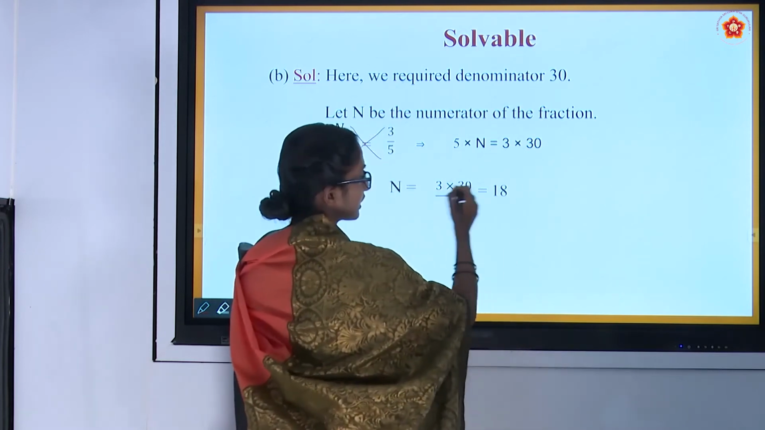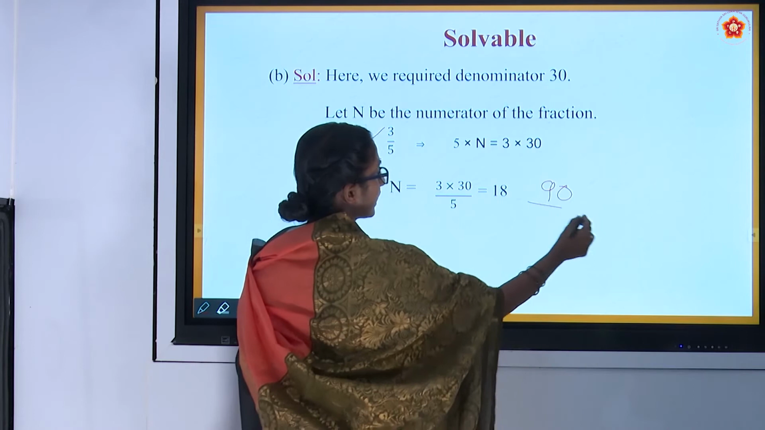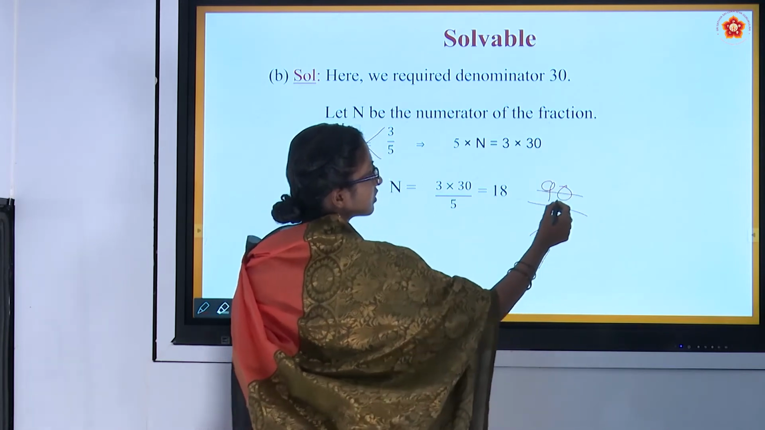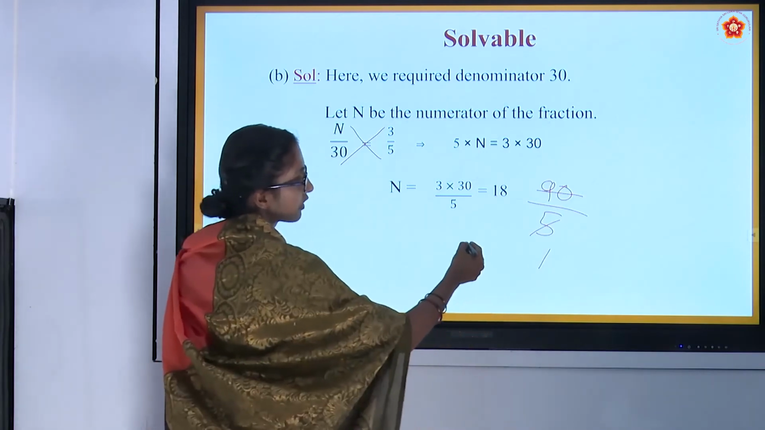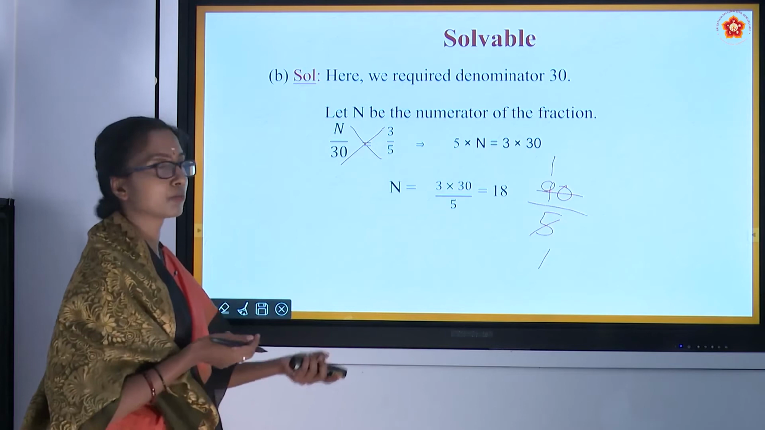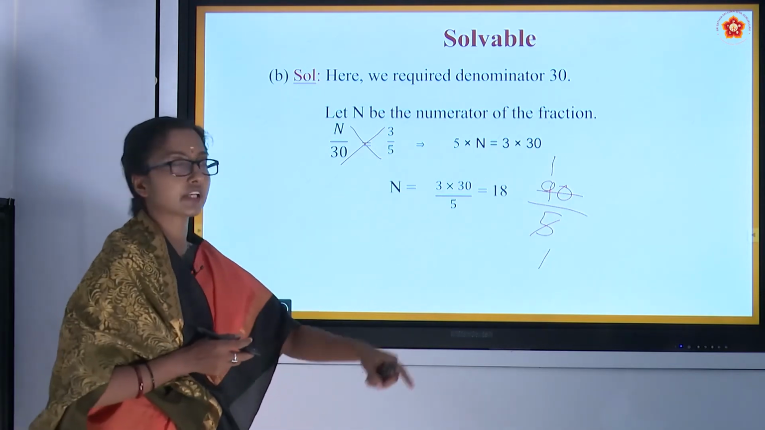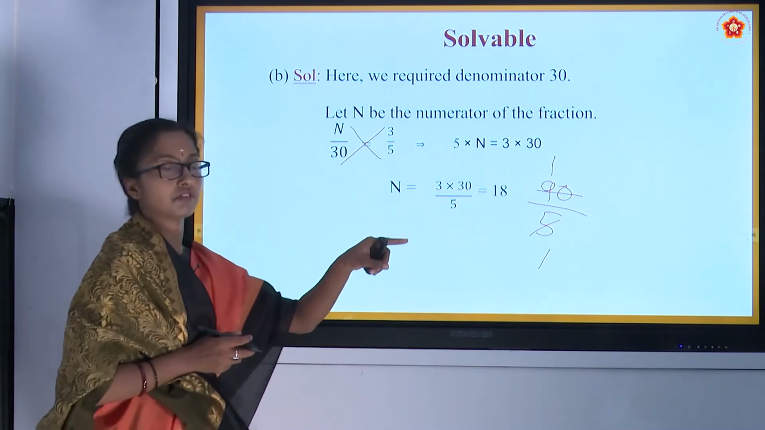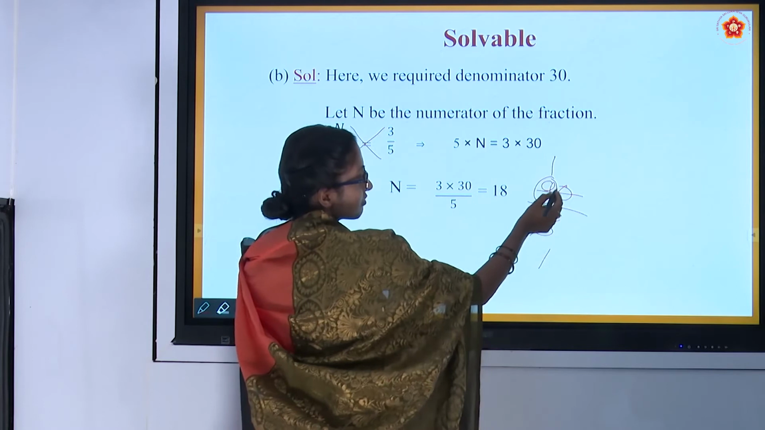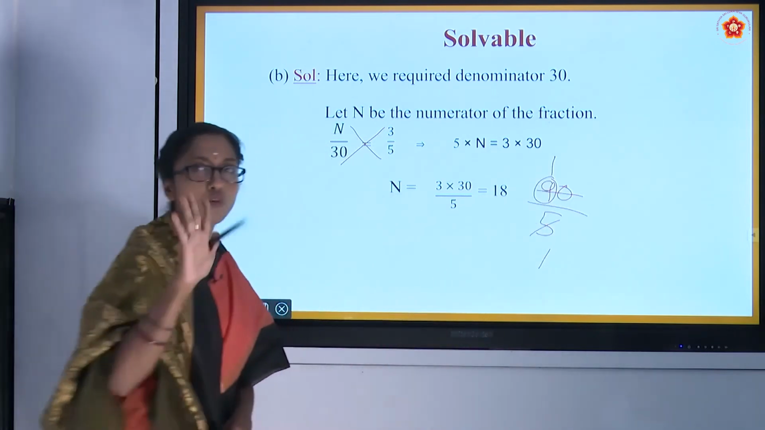So 3 into 30: 3 zeros are 0, 3 threes are 9, so 90 by 5. 5 twos are 10, which is more than 9, right? 5 tens are 50, and 90 is greater than 50. So we will consider only a single digit first for division. 5 ones are 5. If 5 goes, 4 remains.